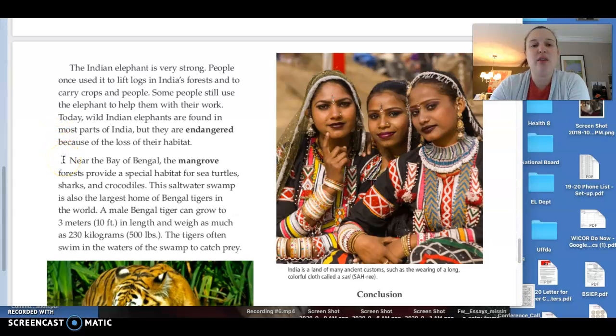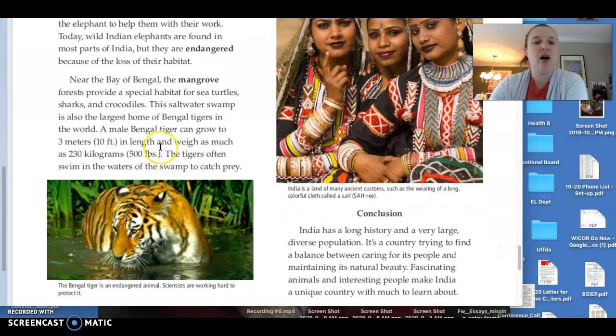Near the Bay of Bengal, the mangrove forests provide a special habitat for sea turtles, sharks, and crocodiles. This saltwater swamp is also the largest home of Bengal tigers in the world. Let's scroll down to see the Bengal tiger. Wow. A male Bengal tiger can grow up to 3 meters, 10 feet in length, and weigh as much as 230 kilograms. So that's 500 pounds. Whoa. The tigers often swim in the waters of the swamp to catch their prey. The Bengal tiger is an endangered animal. Scientists are working hard to protect it. Very cool.